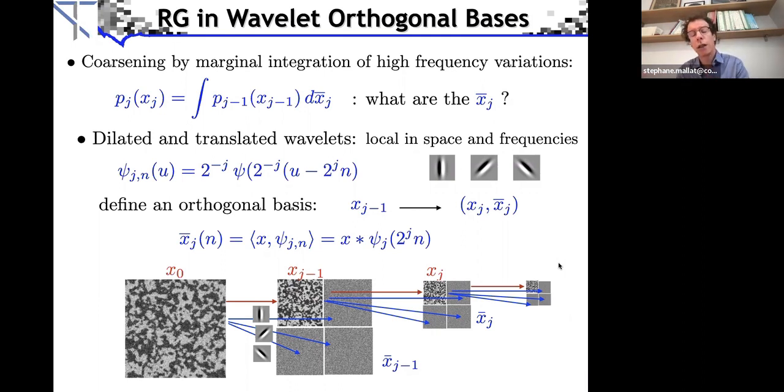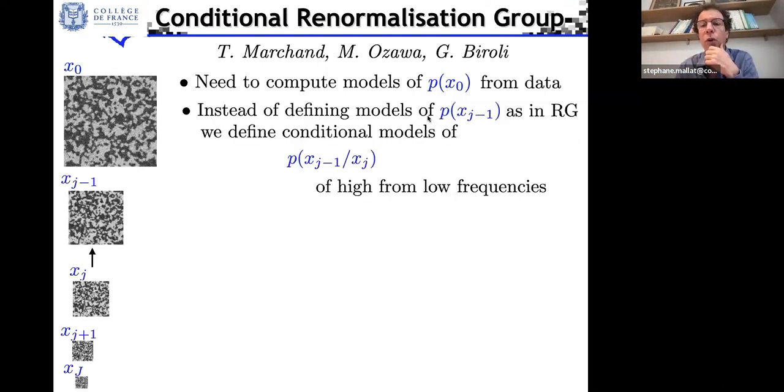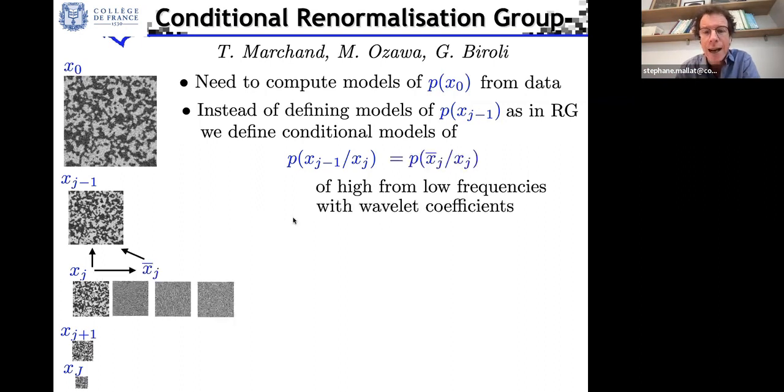Now, we have the system of coordinates to do the integration, and we can therefore compute this probability distribution. Now, here's the twist. In the situation in which we are, we don't have the Hamiltonian. We need to compute the Hamiltonian and define the model. So instead of trying to build a model of the probability distribution of these images, we are going to compute a model of the conditional probability of x_{j-1} given x_j. If you have decomposed your image into a wavelet basis, to know x_{j-1} given x_j is the same thing as to know the high frequencies given the low frequencies. In other words, to learn the interactions between the high frequencies and the low frequencies. And that will be the model that we're going to build.